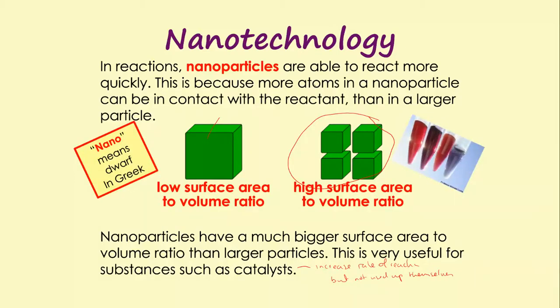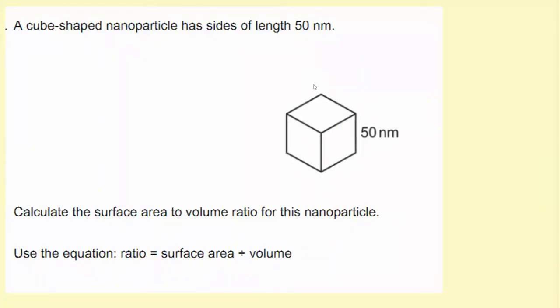So just a quick idea of where the name comes from. So nano means dwarf in Greek, and it's a prefix used in maths to mean 10 to the minus 9 meters. So here's another exam question. So it's given us a cube-shaped nanoparticle with size of length 50 nanometers, and it wants us to calculate the surface area to volume ratio.